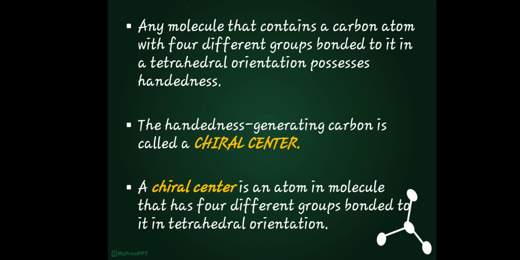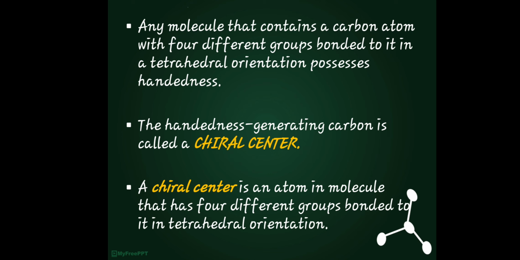Kaya nga sinabi ko kanina that the requirement of handedness is, of course, if the structural formula has a carbon connected to 4 different tetrahedral orientations, or the bromine, hydrogen, chlorine, and iodine. So meaning to say that structural formula possesses a handedness. And of course, you can see also that the bonds connecting the carbon and the tetrahedral orientation are single bonds, so it possesses handedness.